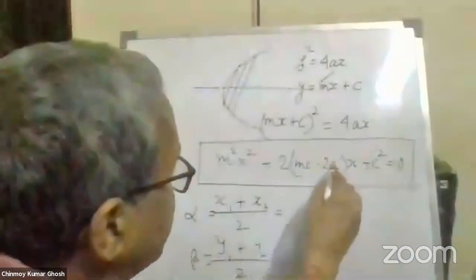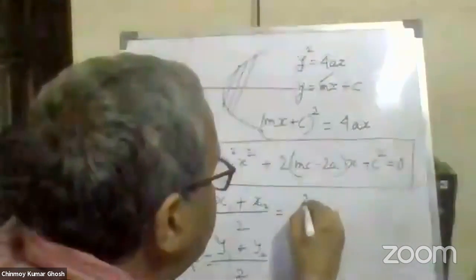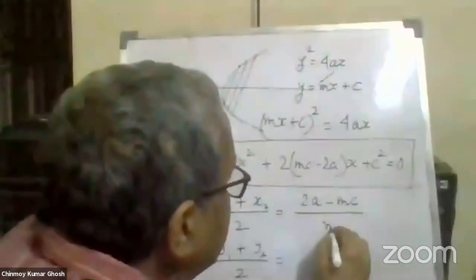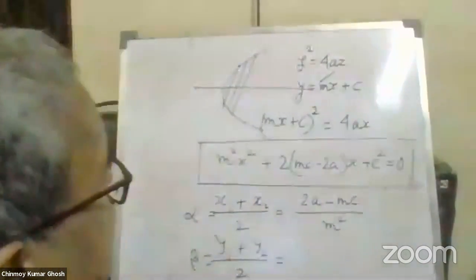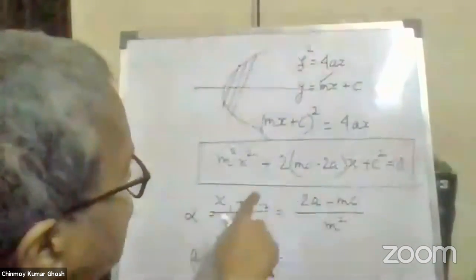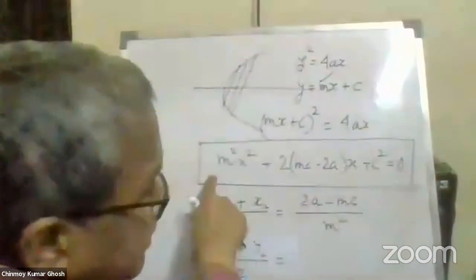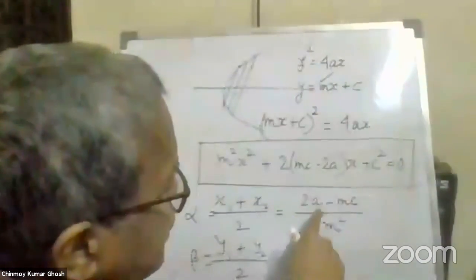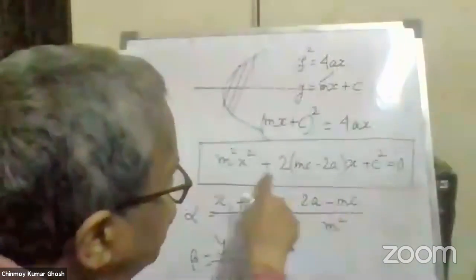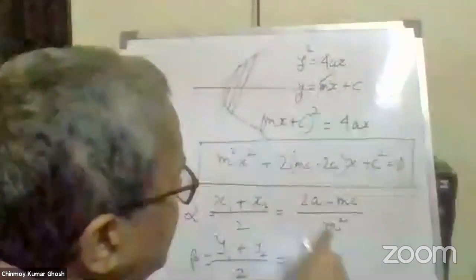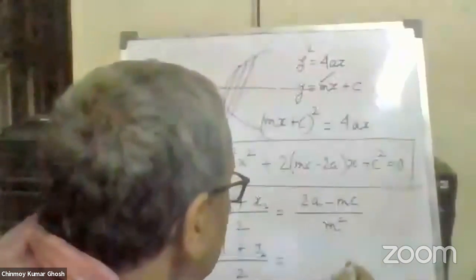Now x1 plus x2 is equal to what? 2a minus mc by m square, isn't it? Yes, because this is a quadratic equation, and the sum of the roots will be minus b by a. So it will be 2 into (2a minus mc) divided by m square, and that divided by 2. So it will be 2a minus mc by m square. So this is equal to alpha.